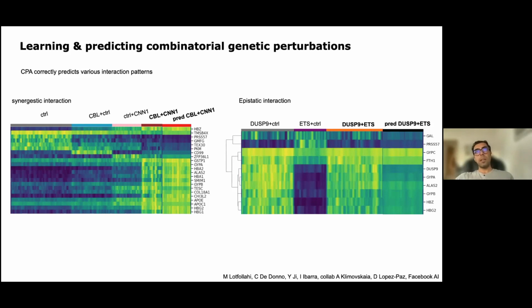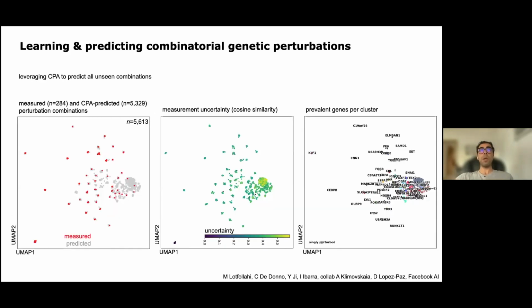Similarly, for epistatic interactions, where one knockout dominates the other effects, so masking effects, the model can actually pick that up too. But more importantly, these CRISPR screens are expensive, so you cannot do them for all the knockouts that you have in mind. So for this experiment, out of around 6,000 possible combinations, they only measured around 100 of them, and 5,000-something of them were not measured.